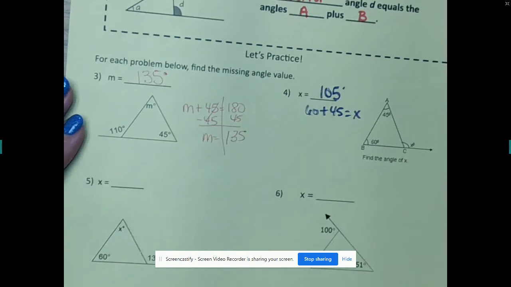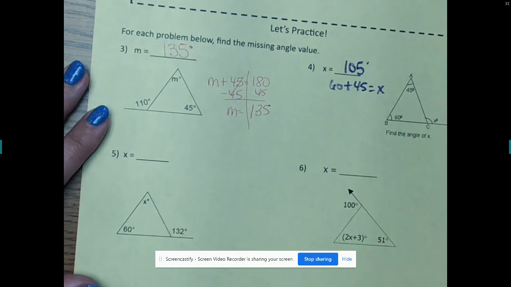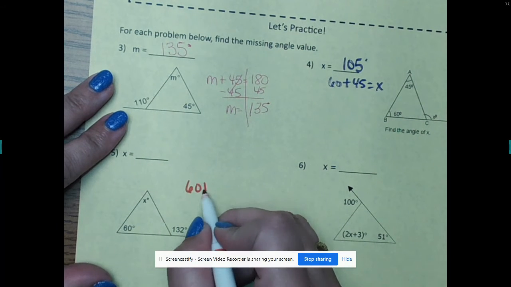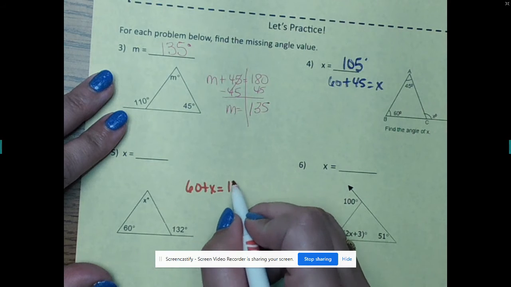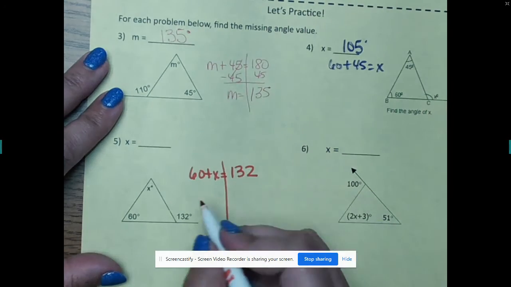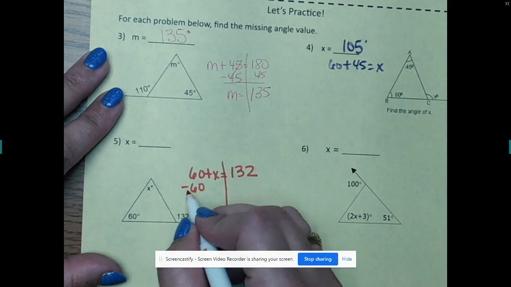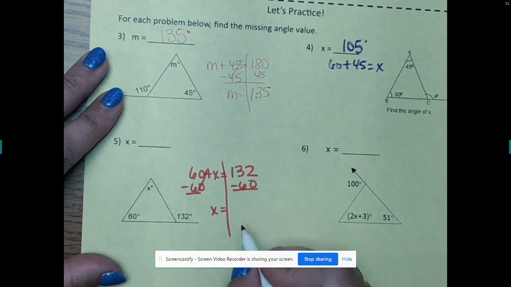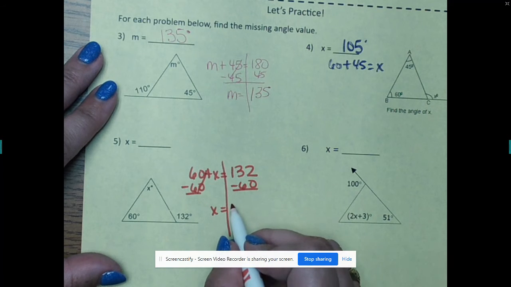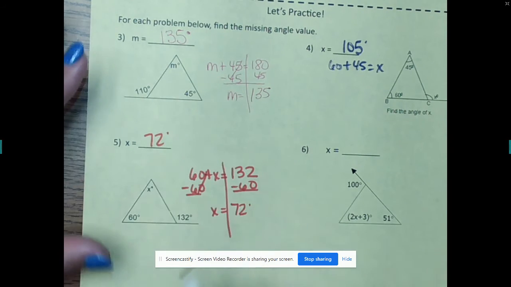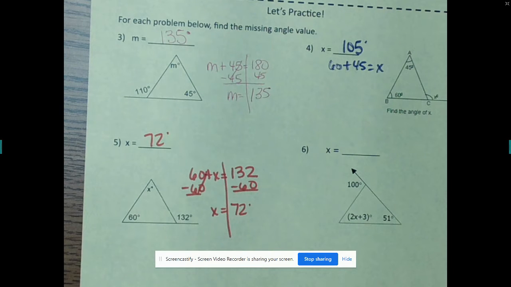All right, number 5. Okay, what's my equation? 60 plus x equals 132. Minus what? 60. So x is equal to 72 degrees. Thank you. Did you guys subtract 60?